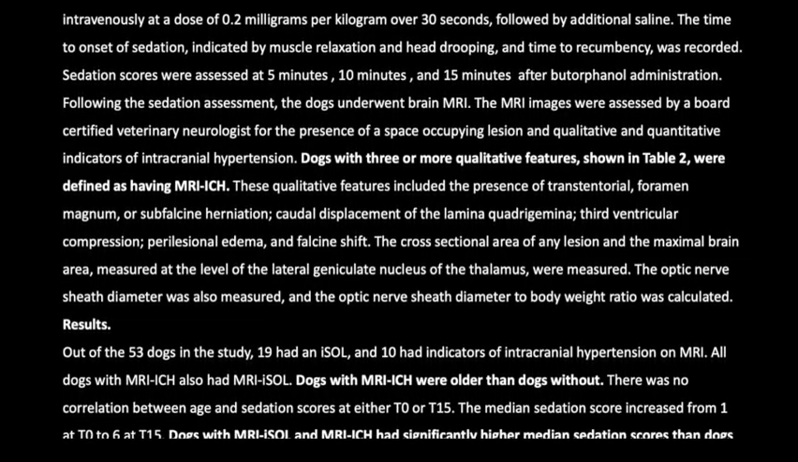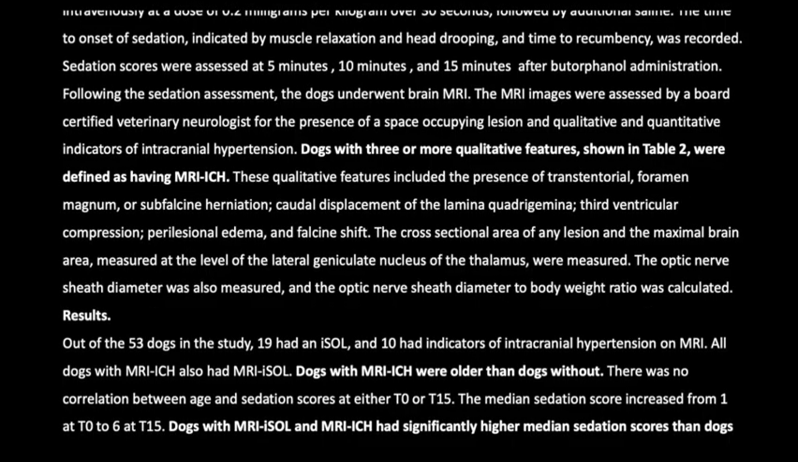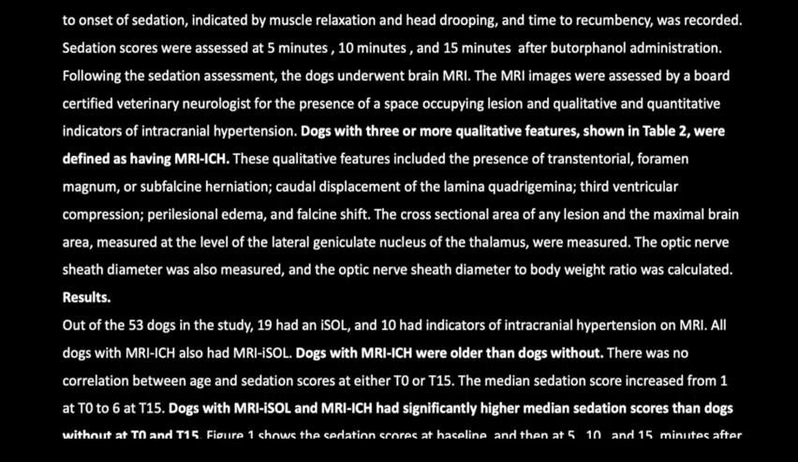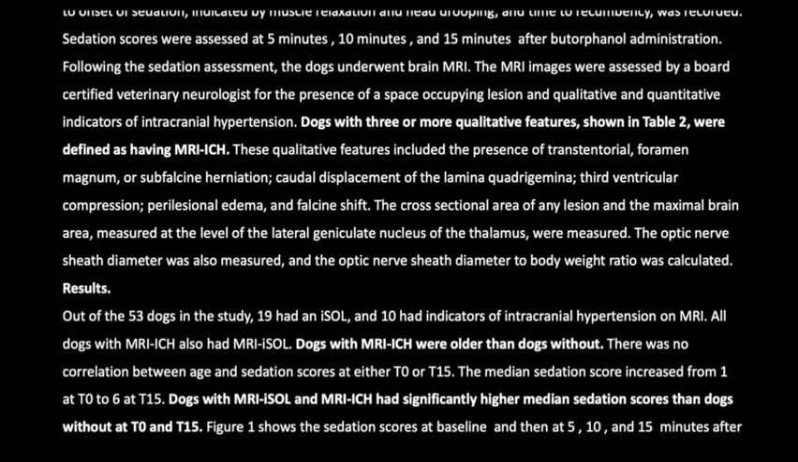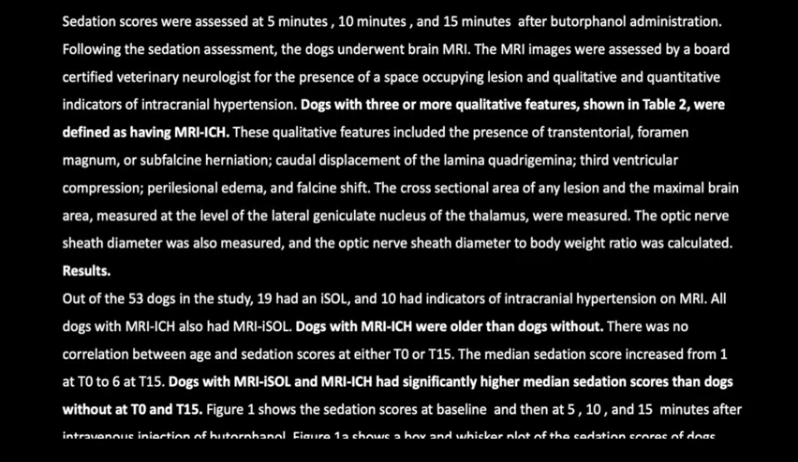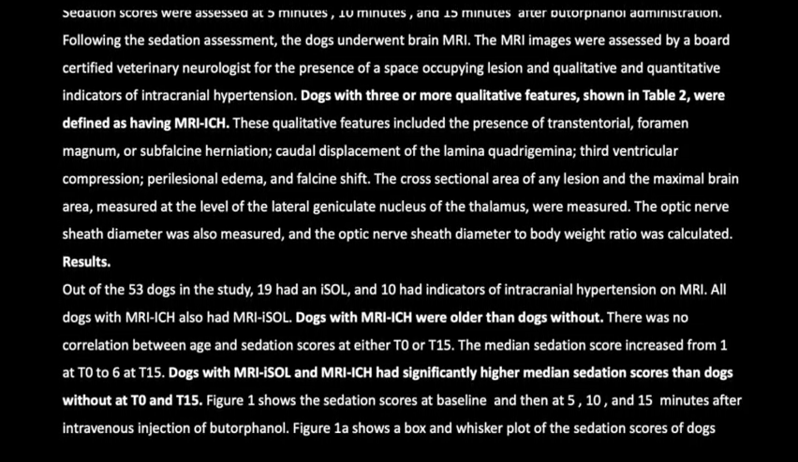The cross-sectional area of any lesion and the maximal brain area, measured at the level of the lateral geniculate nucleus of the thalamus, were measured. The optic nerve sheath diameter was also measured, and the optic nerve sheath diameter to body weight ratio was calculated.